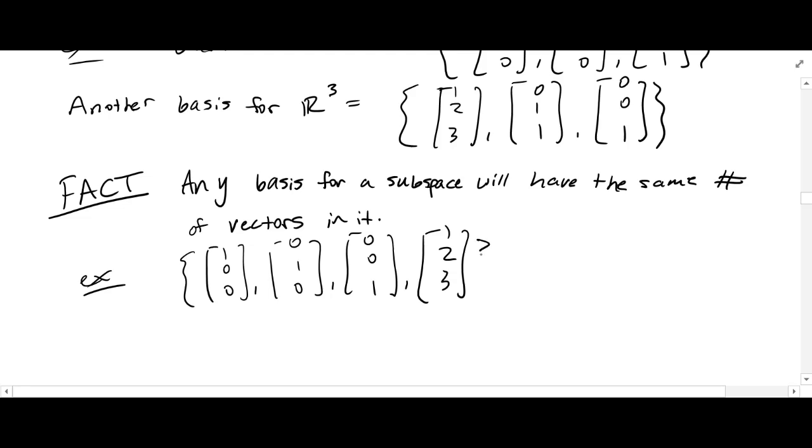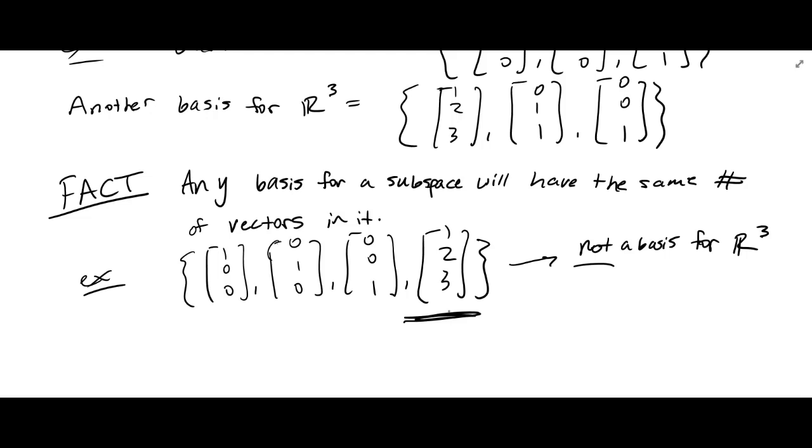So this set here is not a basis for R3, because this last vector is dependent upon the first 3. You can write it as a combination of the first 3. So these vectors are not independent. You have too many vectors, basically. You have 4 vectors, too many vectors.